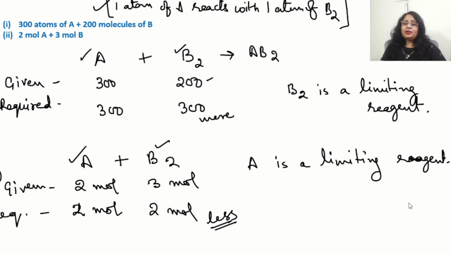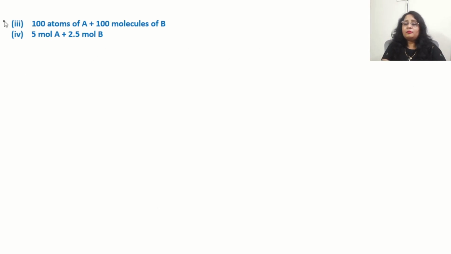Again, the same reason: if the quantity of B is more than the required, then B is in excess. So B is not responsible for the quantity of the product. Then A is responsible for the quantity of the product, and that's why here A is the limiting reagent. Now come to the next part, number 3.